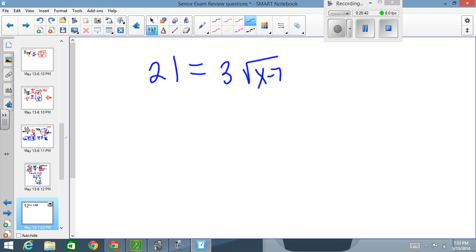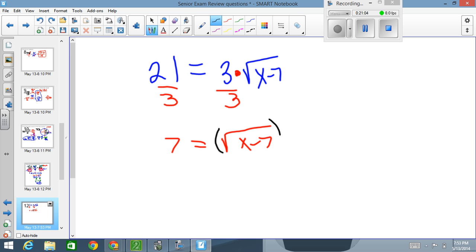Okay. Biggest thing that I saw previously on this is people thinking that they could subtract 3 from both sides. Well, that 3 is being multiplied by radical x minus 7, so I need to start by dividing it. 21 divided by 3 is 7. Now the radical is by itself. Now I am allowed to square both sides to get rid of the radical.